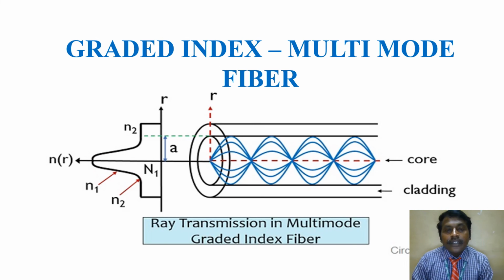Then look at the gradient index multimode fiber. What you saw in the previous slide is single mode fiber, but here it is multimode fiber. In gradient index multimode fiber, more than one ray can transmit at a time. This shows ray transmission in multimode gradient index fiber: core and cladding, the radius is A and the diameter is 2A, N1 is the core refractive index and N2 is the cladding refractive index. So, multimode gradient index fiber.